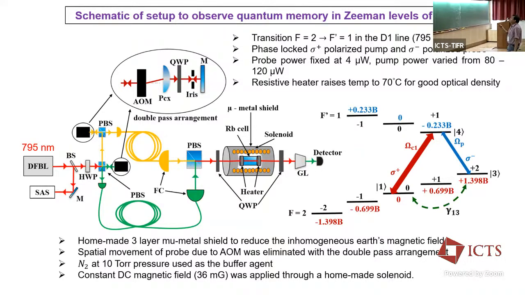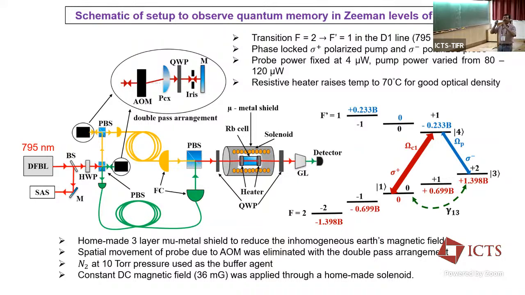And then the powers were in the microwatt region, but the pump power was much higher than the probe power. We had a resistive heater also, and we heated up to 70 degrees. We had a homemade 3-layer mu metal shield to reduce the inhomogeneous Earth's field, and nitrogen buffer gas also was used in this. So we combined both the beams. Now we took it to the fibers to make it very clean and Gaussian mode, and then we took it to the rubidium cell, with the heater inside and everything.